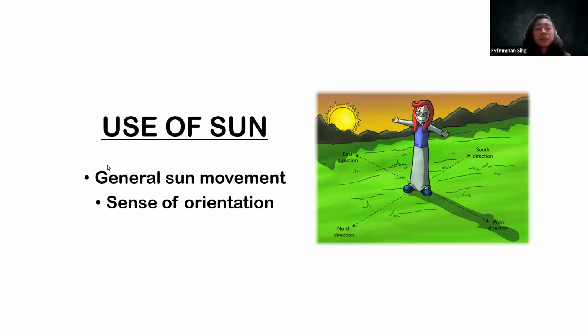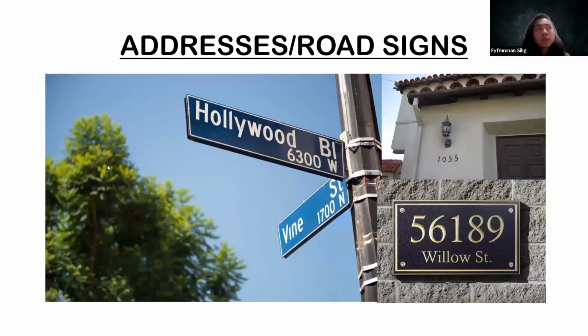The next indication is through addresses and road signs. This is perhaps very helpful in navigation or just location. Road signs can include a bunch of information. They can include the road name and the intersecting block primarily. So if you know both the road name and the intersecting block, or just two road names or two intersecting blocks, you can orient yourself.